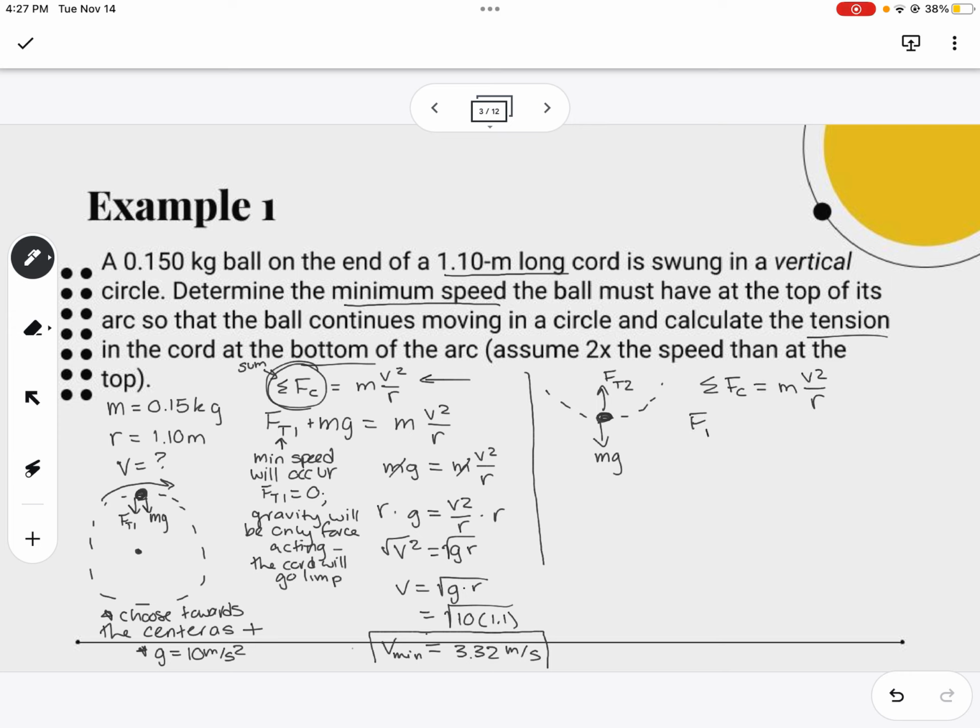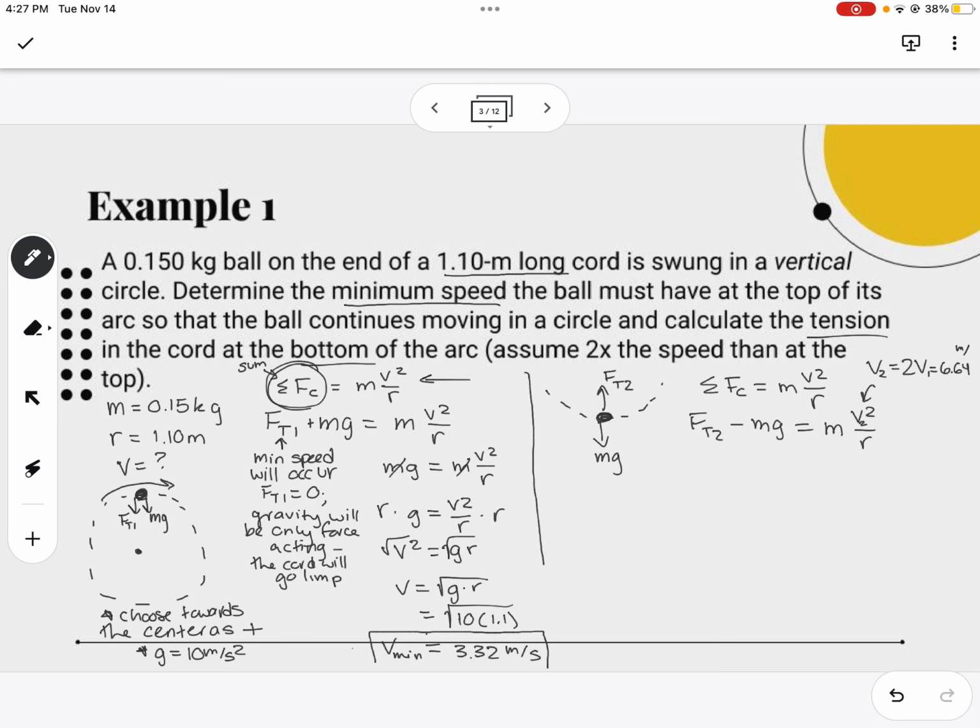Well, now I'm going to have positive Ft2, but minus mass times gravity, minus that weight because it's pointing away from the center of my circle. And that's going to be equal to mv squared over r. For this problem, they told us to just assume that the speed is 2 times that at the top. So v2, we'll call it 2 because we're dealing with the second case, would be 2 v1. So we're going to get 6.64 meters per second.